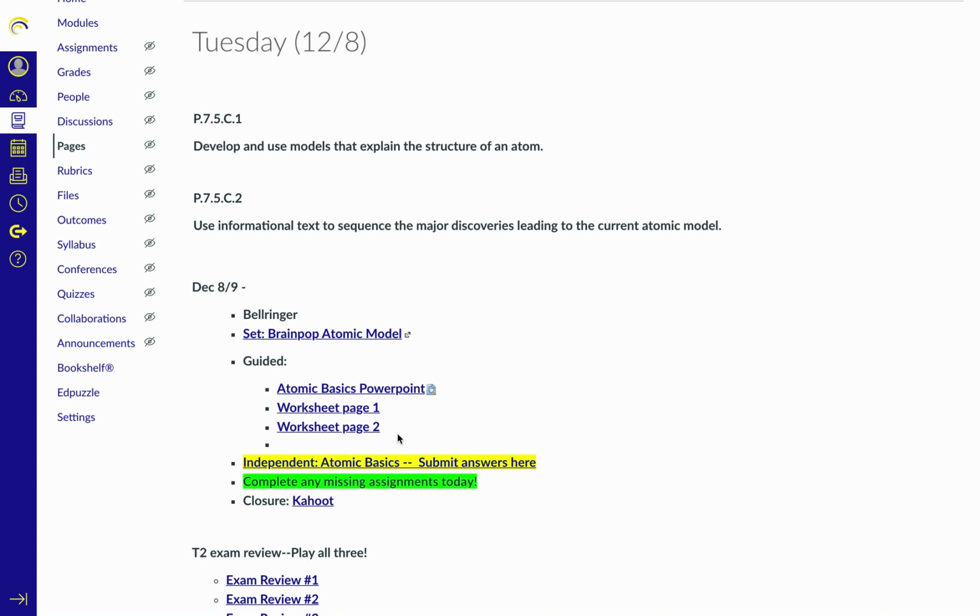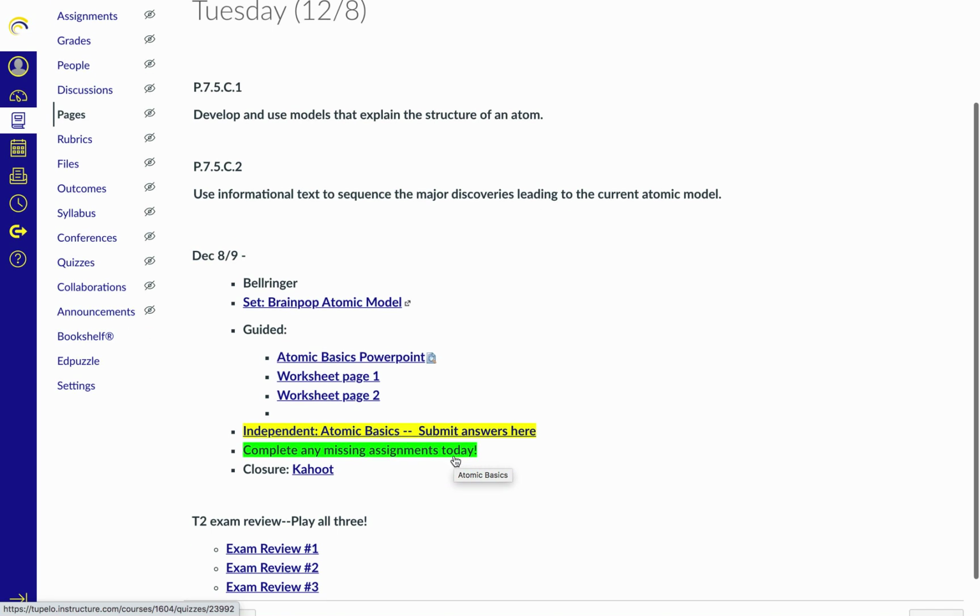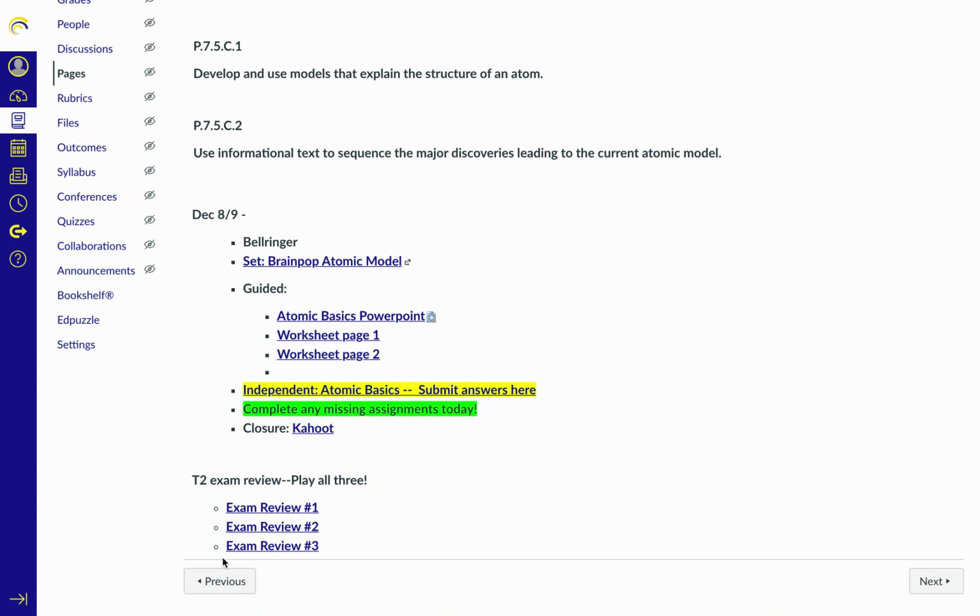This is your last minor grade for the second 9 weeks. And your only other grade after this in the grade book will be your exam. And your exam counts 20% of your average, and this is your exam review. So you need to complete all 3.